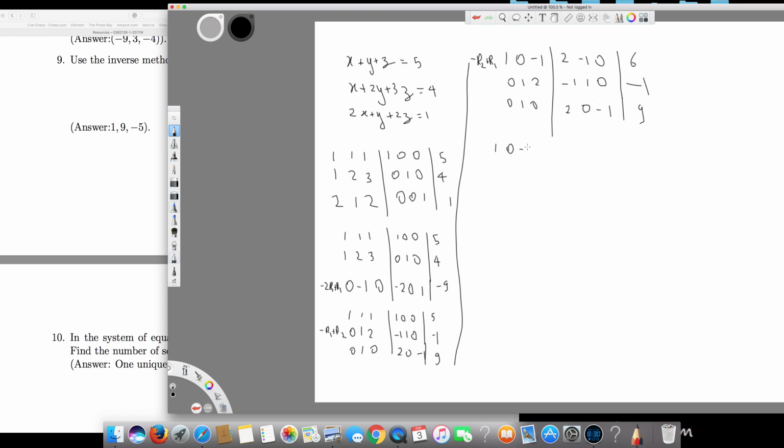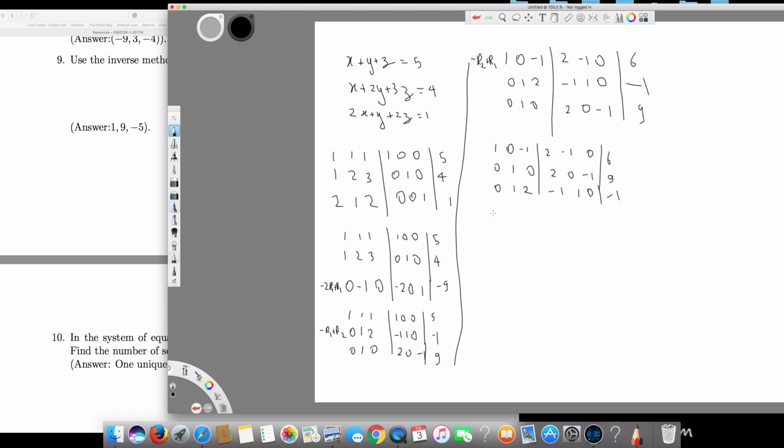1 0 minus 1, 2 minus 1, 0 6, 0 1 0 2 0 minus 1 and 9, and here 0 1 2 minus 1 1 0 is minus 1, right? So since we have this one right here, we have almost reached the pattern of Gauss Jordan in the second row, but we have to get this Gauss Jordan pattern for the third row, second column.